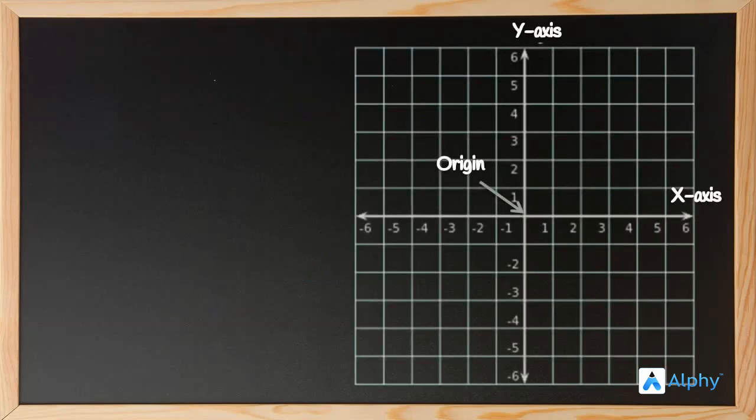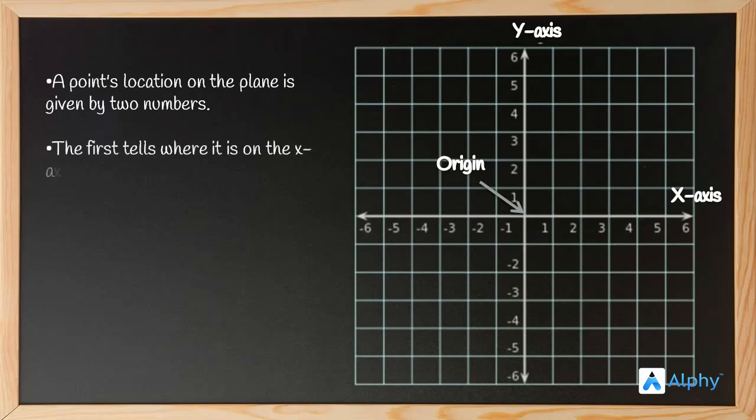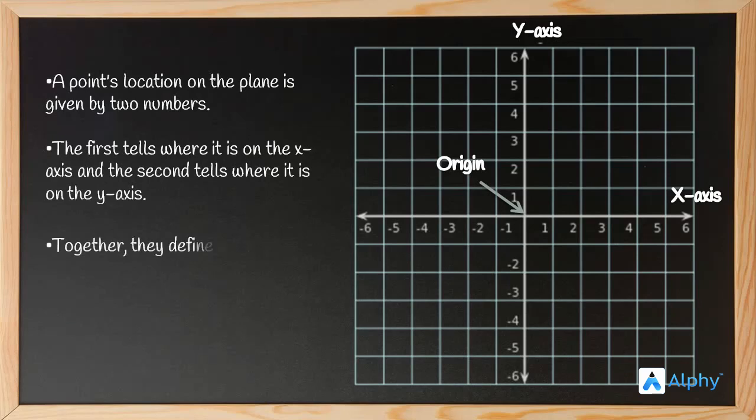So here we have a coordinate plane having two number lines perpendicular to each other. The horizontal number line is called the x-axis and the vertical number line is called the y-axis. The point at which the two intersect is the origin, which is normally 0, 0. So a point's location on the plane is given by two numbers. The first tells where it is on the x-axis and the second tells where it is on the y-axis. Together, they define a single unique position on the plane.